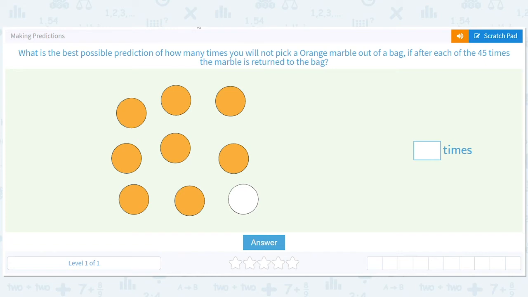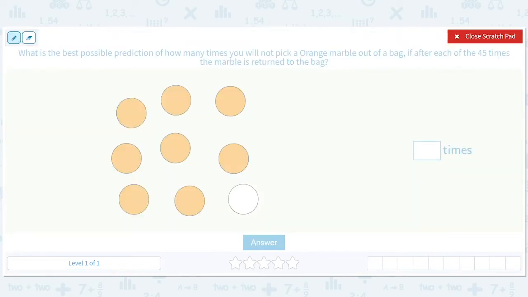Making predictions. What is the best possible prediction of how many times you will not pick an orange marble out of a bag, if after each of the 45 times, the marble is returned to the bag? Okay, so what that's saying is, suppose you pick a marble 45 times. About how many times do you expect to pick this white marble, not an orange? You will not pick an orange marble.